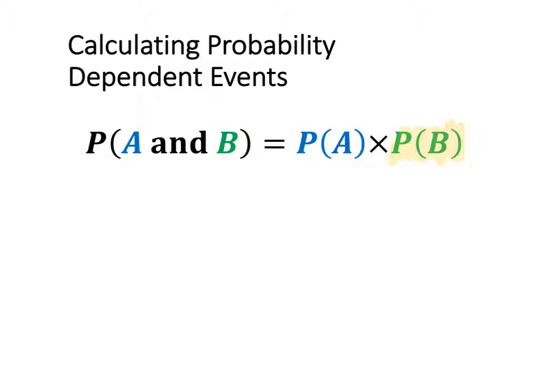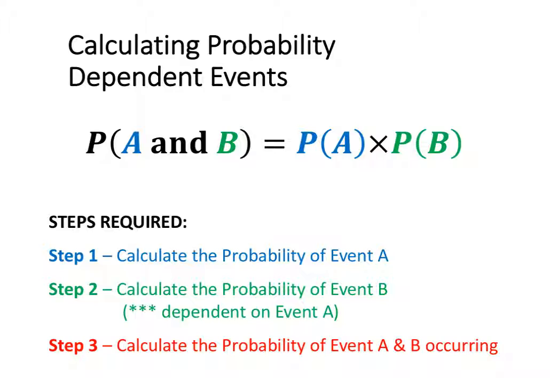So let's have a look at the steps of calculating the probability of dependent events. The first step is to calculate the probability of event A. The second step is to calculate the probability of event B, remembering that it is going to be dependent on what is happening in event A. And the third step is to calculate the probability of event A and event B occurring by multiplying the two probabilities together.